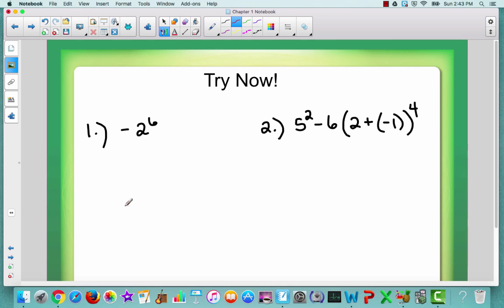So I know that 2 to the 6th is 64, but is this negative doing anything to it? Remember, we talked about that negative. He's hanging out front because there's no parentheses, so my answer would be negative 64.